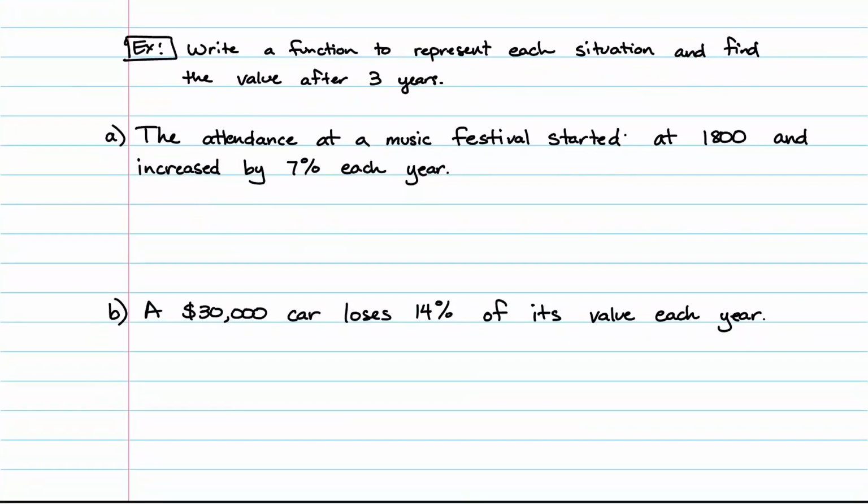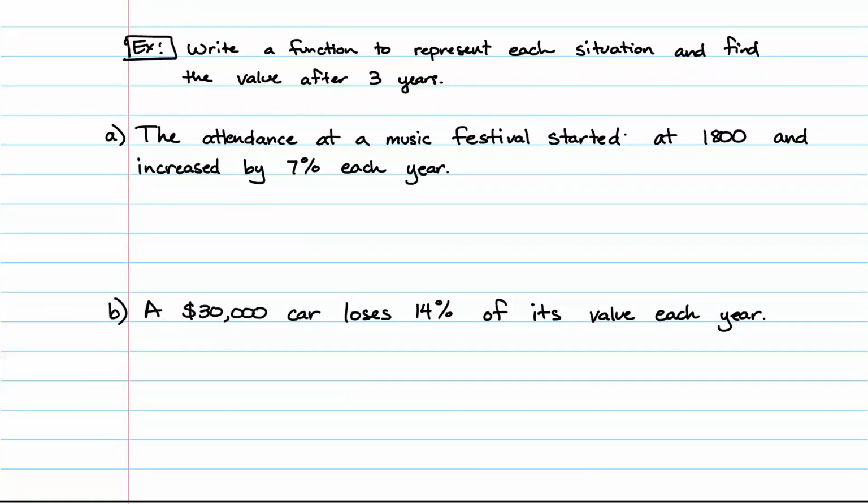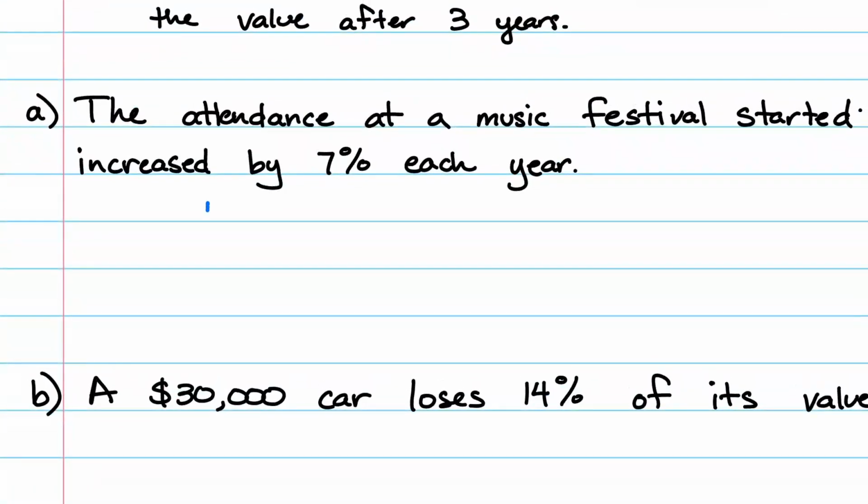Again, press pause on the video if you need to. I'm just going to move on, assuming that you already copied this down. It says, write a function to represent each situation and find the value after 3 years. Situation A, the attendance at a music festival started at 1,800 and increased by 7% each year. Okay, so first of all, because I'm dealing with percentages, I'm going to be using an exponential function, which I'm going to go ahead and write: y is equal to a times 1. Because it's increasing, I should write plus r to the t.